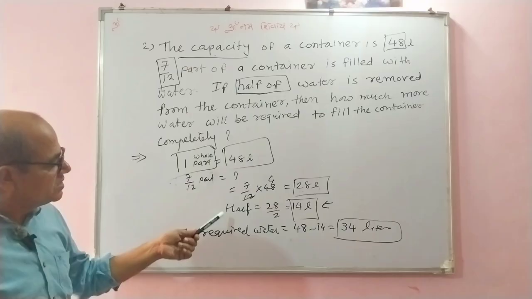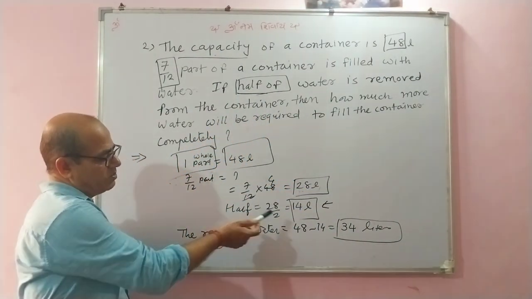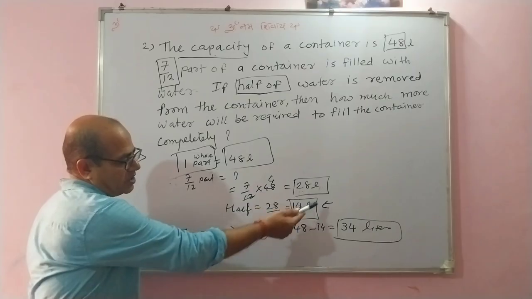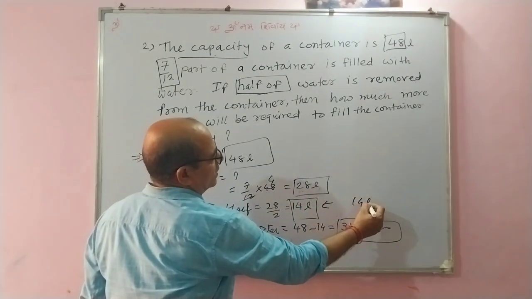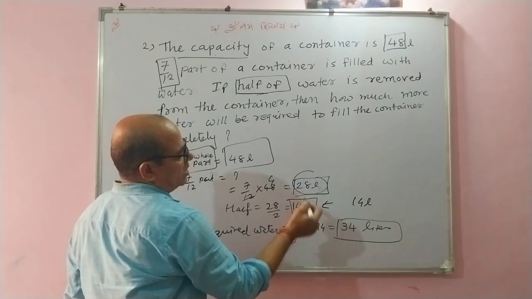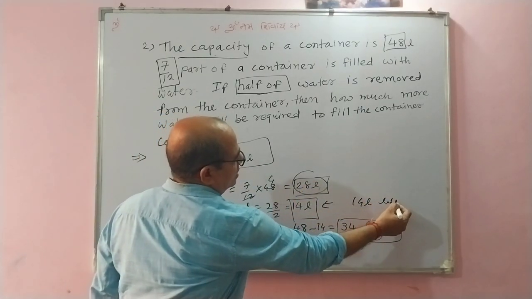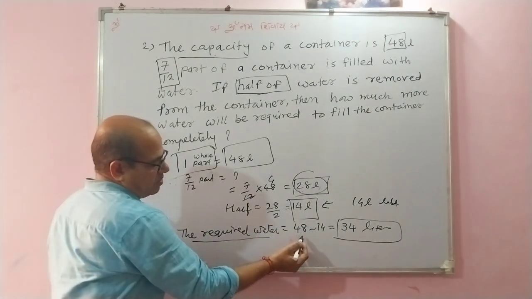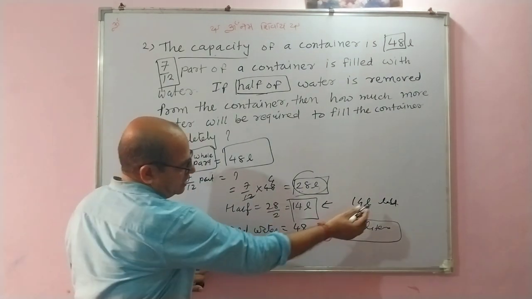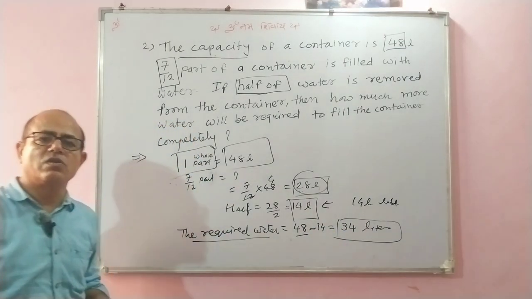But then what he has said, half of the water is removed. So half of the water, that is half of 28, so 14 liters is removed. So what is left? 14 liters is left, because half is removed. Then how much more do you require? The capacity of the container minus what is left. So 48 minus 14 is equal to 34 liters of water.